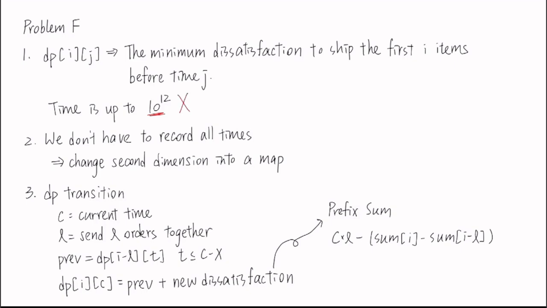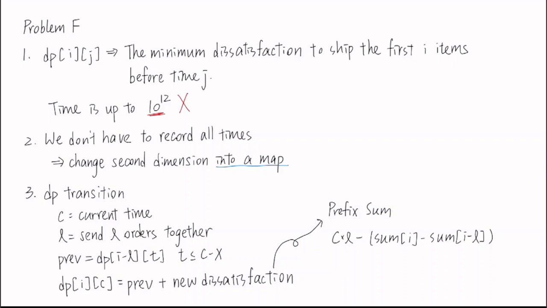However, we noticed that we don't have to record all the times because the shipments can only occur at least X days after the previous shipment. So we can change the second dimension, which is the time, into a map. The DP transition will occur as follows.